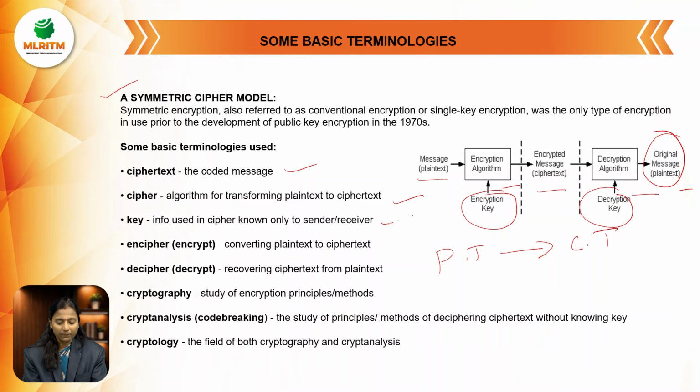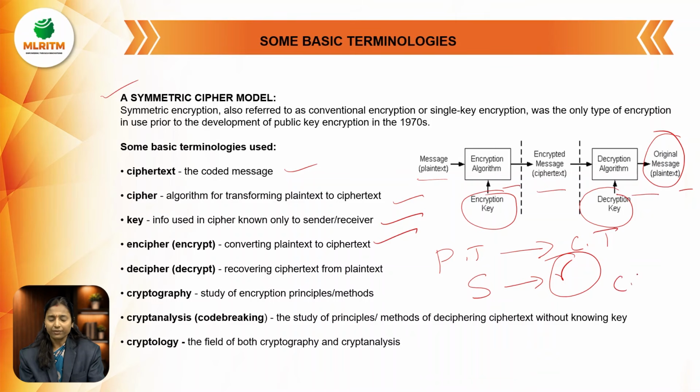Then next is the key. What is the use of this key? It is the information used in the cipher. That key is only known to the sender and the receiver to see this ciphertext. Then encipher, or encryption. Encryption is used for converting plain text to ciphertext. Decryption is recovering plain text from ciphertext, or we can say the conversion of ciphertext to plain text.